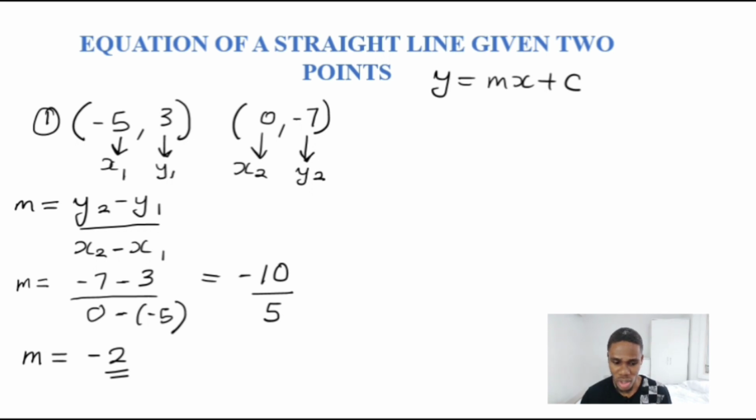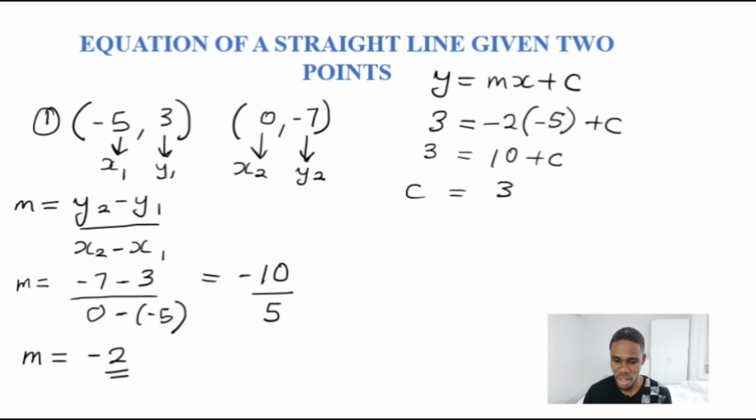So inserting x1, y1, so we put 3 is equal to our gradient -2 into bracket x, which is -5, plus c. So we have 3 equals +10 plus c. So we now have c to be 3 minus 10, which is equal to -7.